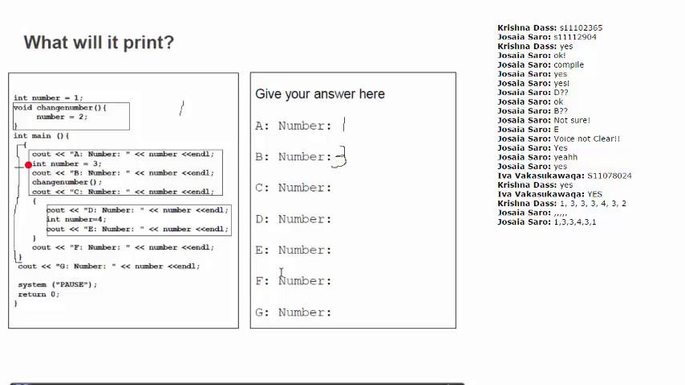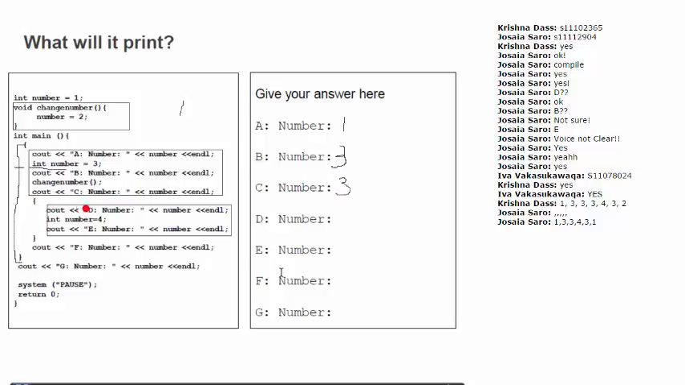Now, here number equals 3. We have done this line, now change number. Number equals 2, right? And then we come back here. So remember, number equals 2 is only valid within this scope. When you return back here, it will again print 3, right? So C is 3.